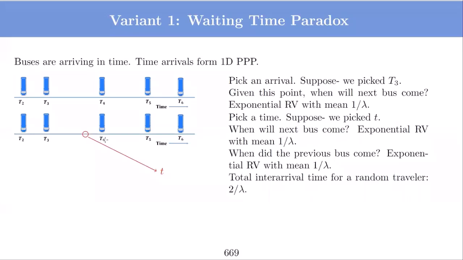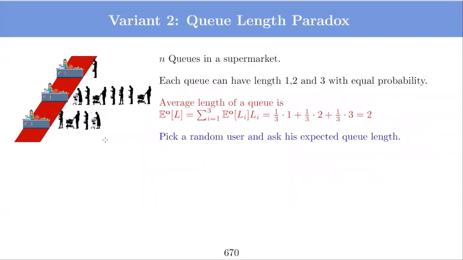The other variant of the paradox is known as the queue length paradox. Here we will make it clear why this paradox actually arises. This paradox generally says that a random user in a supermarket will experience a bigger queue.